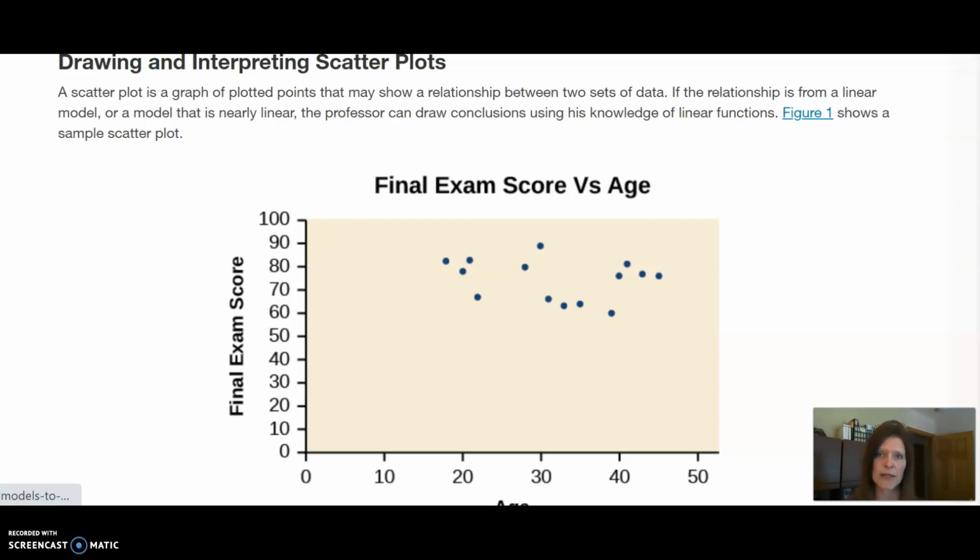The TI-83 and 84 are really easy to use with this. There are a few steps, but it's really pretty quick. If you don't have that, you can also use Excel or Desmos, which is a free online graphing calculator. If you need help with any of that technology, remember, I'm here to help, so let me know. I will have videos using the technology available in our Blackboard course.